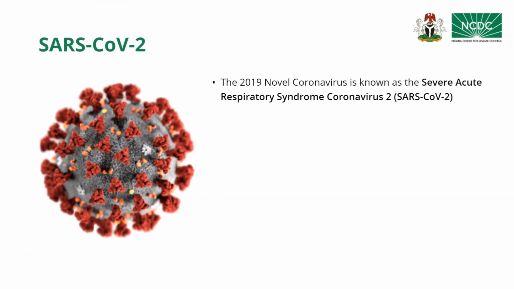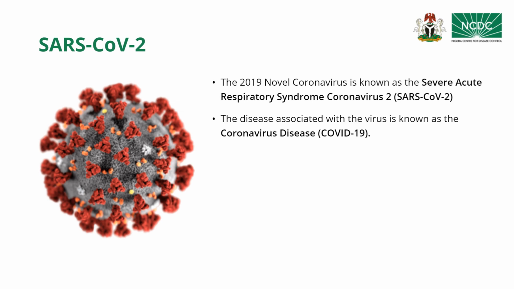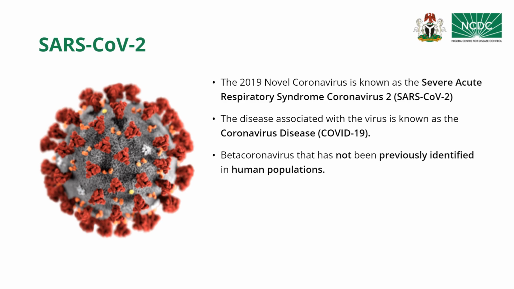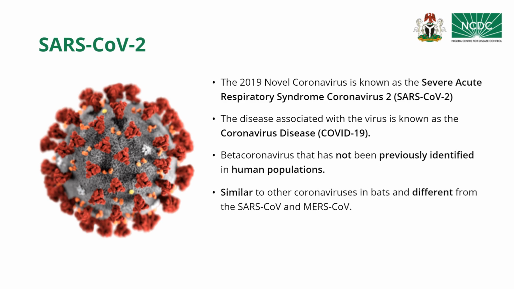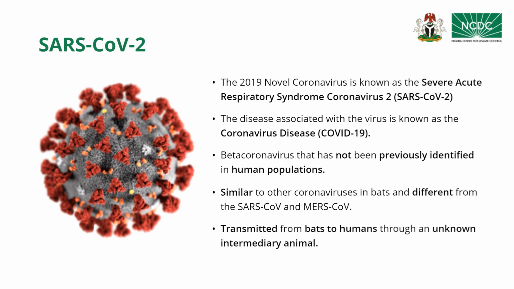The 2019 novel coronavirus is known as the Severe Acute Respiratory Syndrome coronavirus 2, abbreviated as SARS-CoV-2, while the disease associated with the virus is known as the coronavirus disease, abbreviated as COVID-19. It is a beta coronavirus and has not been previously identified in human populations. It is similar to other coronaviruses in bats and is different from SARS-CoV and MERS-CoV. The virus was transmitted from bats to humans through an unknown intermediary animal.